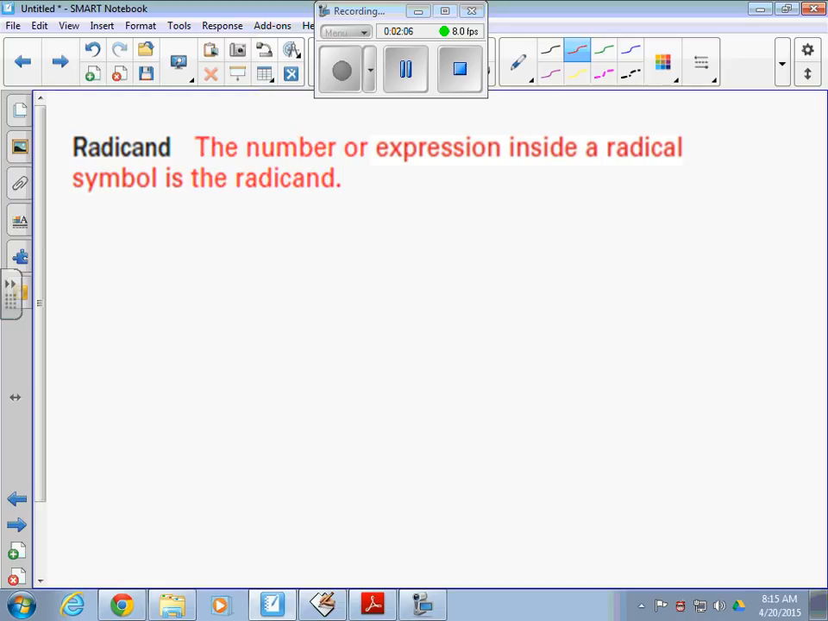The radicand is the number or the expression that's under the radical. This is the radical. Whatever's underneath it, x plus 2, is the radicand.